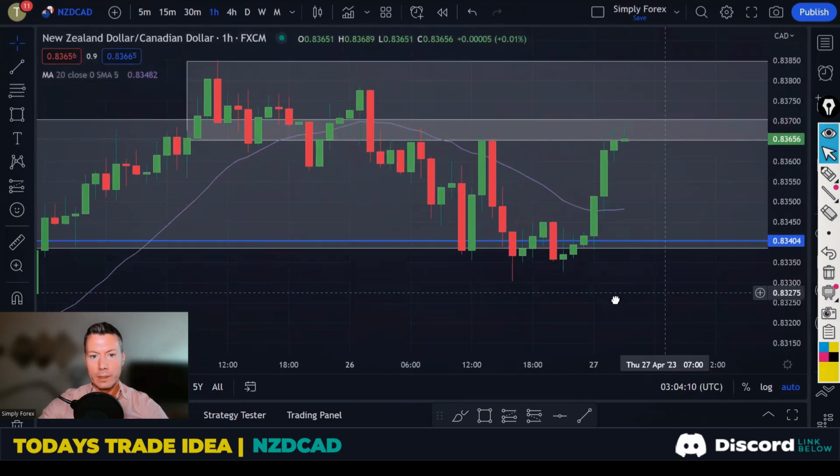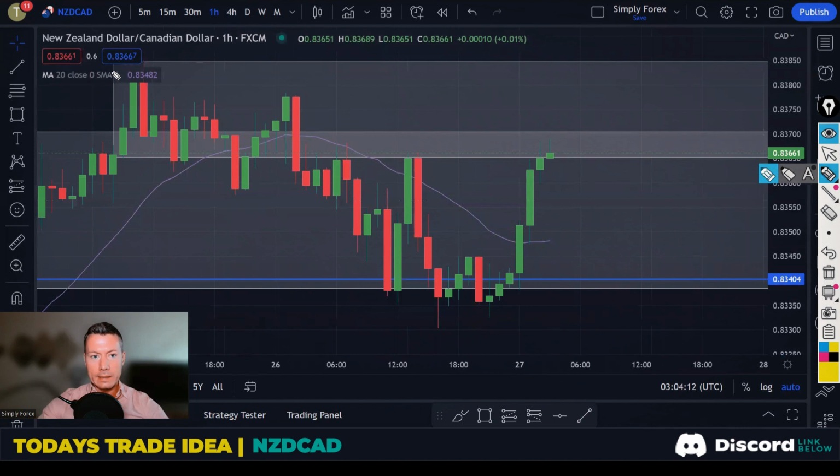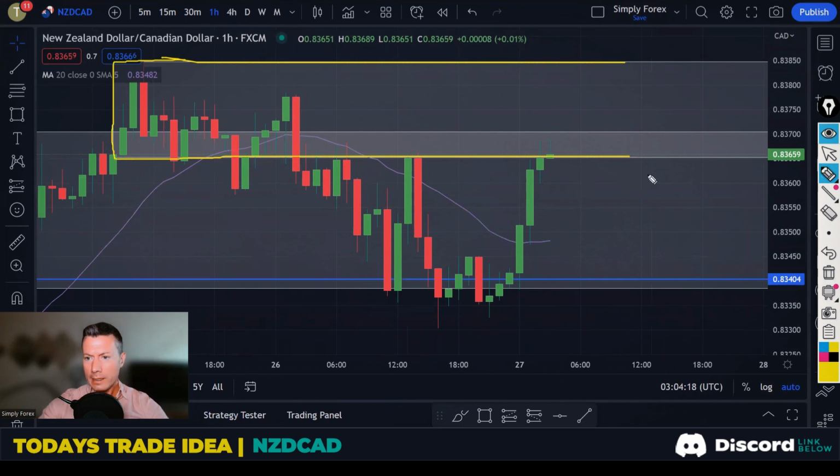We've got this gray zone through here, this entire gray box. It's only 20 pips. This is only 20 pips because it's the New Zealand dollar, Canadian dollar. If this was pound Canadian dollar, this would be 300,000 pips. But anyway, guys, what are we looking for?